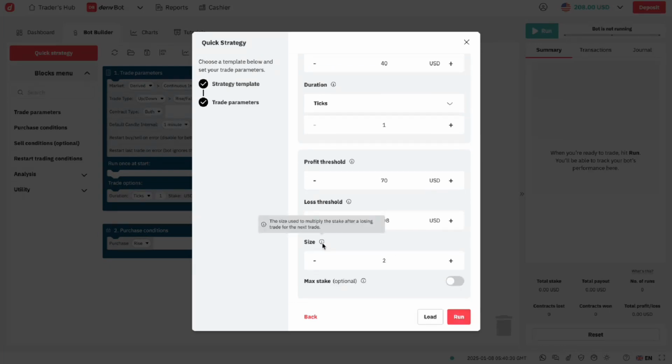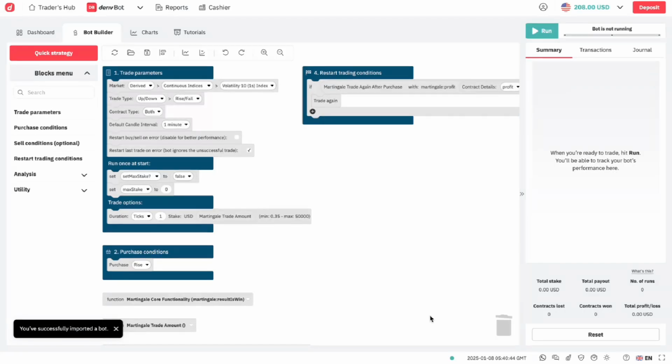As you can see here, the size is used to multiply the stake after a losing trade for the next trade. So with 2, it means that if we're trading with 40 and we lose, we'll trade with 80. So that's what it means. Then just click load. Once that has been successfully imported, now let's open where we're going to analyze the market.